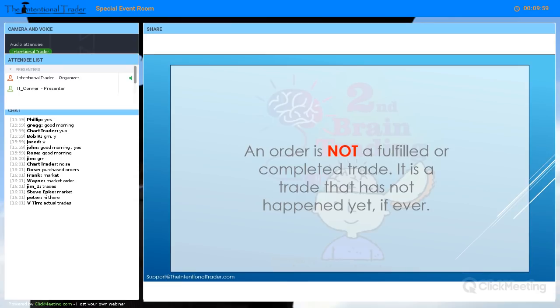Okay, so an order is not a fulfilled or a completed trade, and this is what's very important to understand when we're talking about order flow analysis. It's a trade that hasn't happened yet. An order is a trade that hasn't happened yet, if it ever happens.